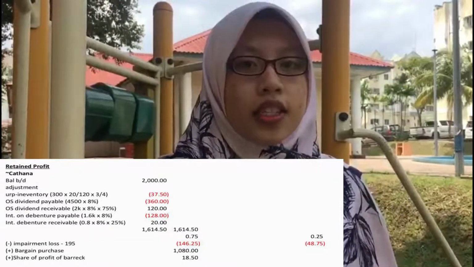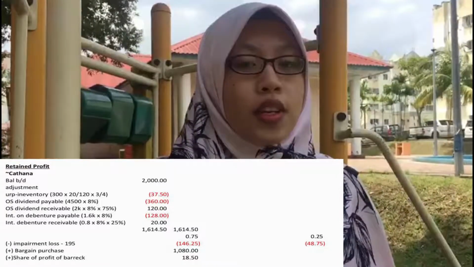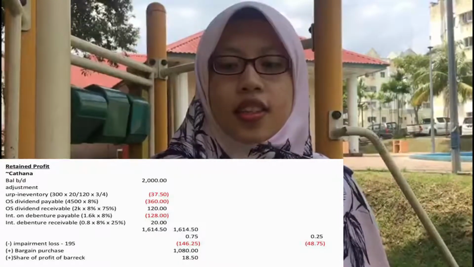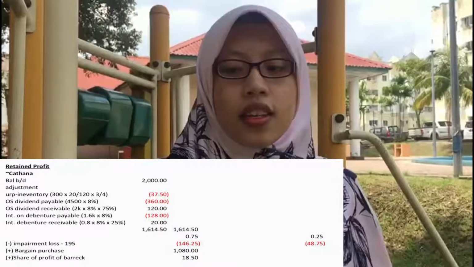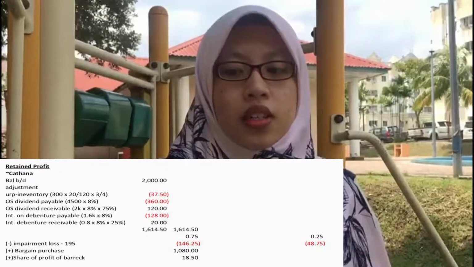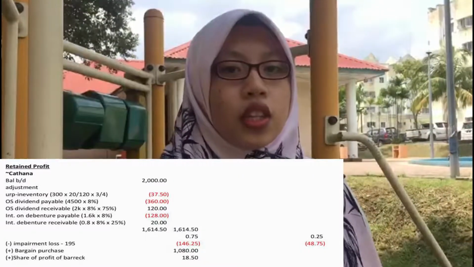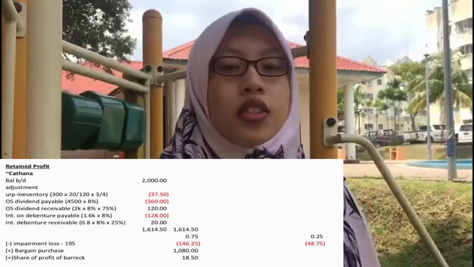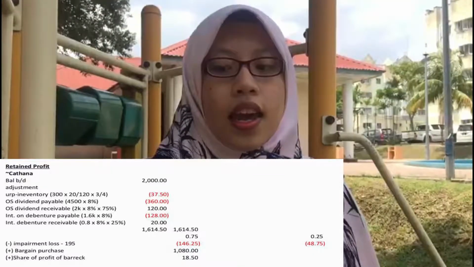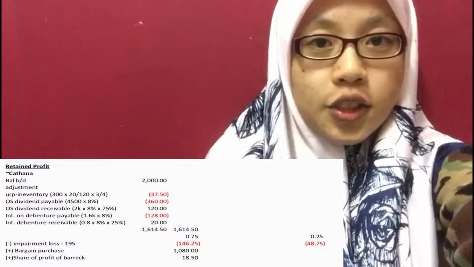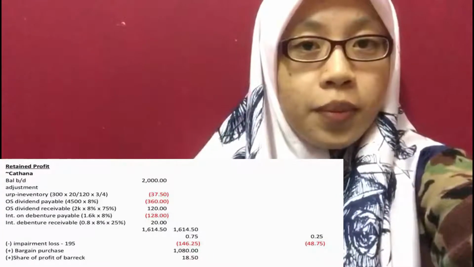The next item is interest on debenture. For this, we can get the information from the additional information number 6. Interest on debenture payable is negative 128. Interest on debenture receivable is 20. This amount is calculated at the percentage of 31.25% because the rest is the interco between the Katana and the Rindumi. And the total retained profit of Katana is 1614.5 million.